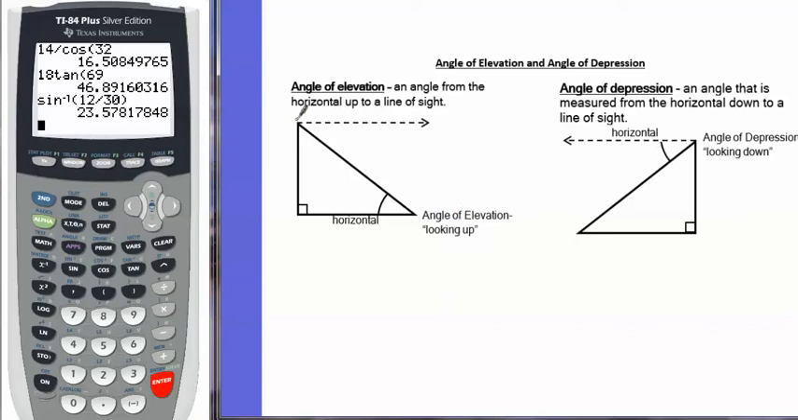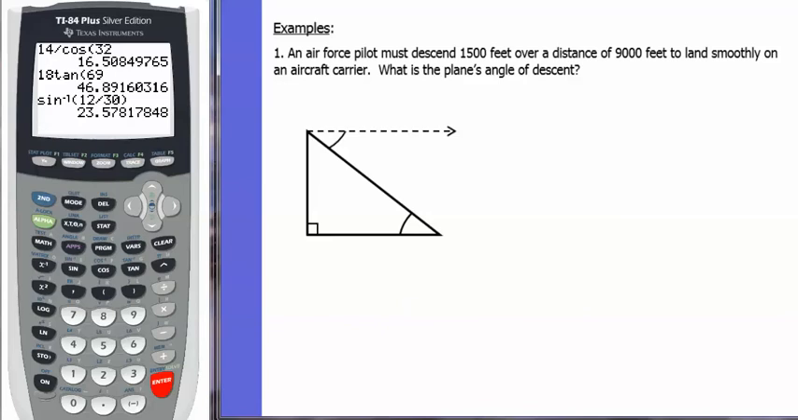So what's so special about this dotted line and this horizontal down here? Well, they're parallel. And why is that important? Because this angle and this angle are congruent. With the angle of depression, same thing. So to me, that means anytime they give me an angle, I'm going to be putting it on the bottom of the triangle. So it helps me to know where to put it. So let's look at some word problems and see what we can do.